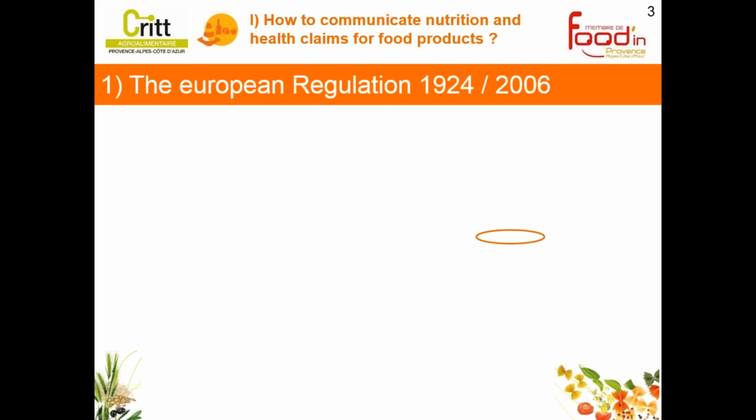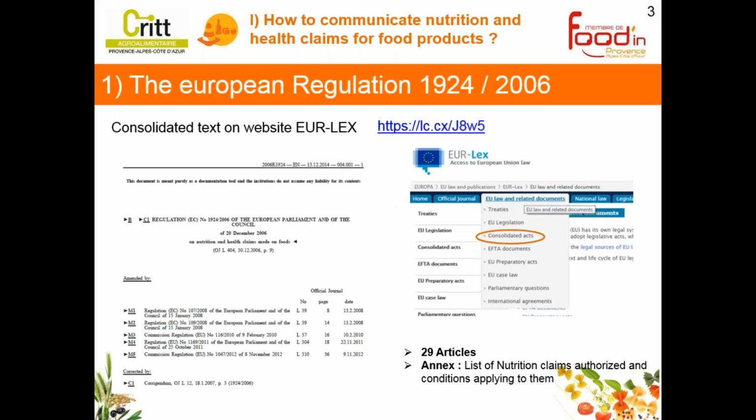The regulation has the number 1924/2006. This new European regulation became law in January 2007. It was corrected by a corrigendum and amended by 5 regulations to date. In order to include these corrections and amendments, it's necessary to download the consolidated text on the website EURLEX. The text is divided into 29 articles, and an annex, which is a list of nutrition claims authorized and conditions applying to them.